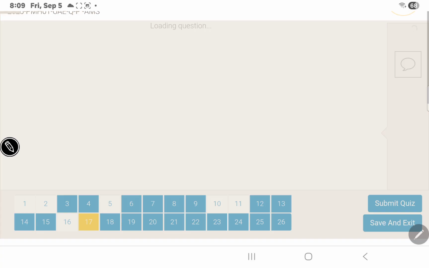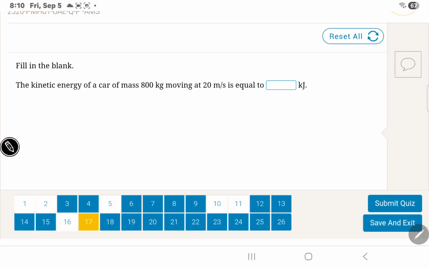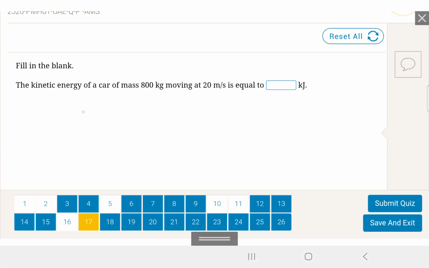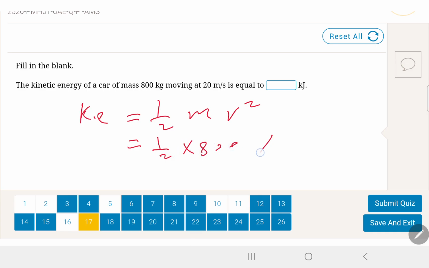Number 17 now. The kinetic energy of a car of mass 800 moving at 20 is equal to what amount in kilojoules? Kinetic energy is equal to half mv squared, which means half times 800 times 20 squared. To convert this into kilojoules, we have to divide by 1000.